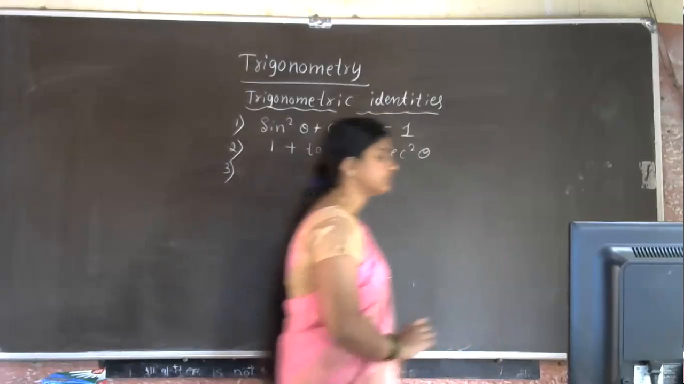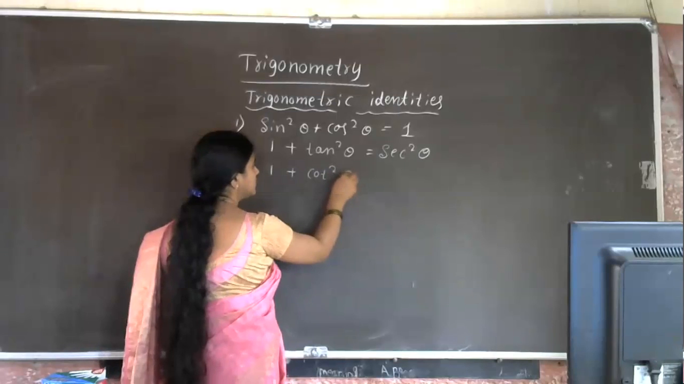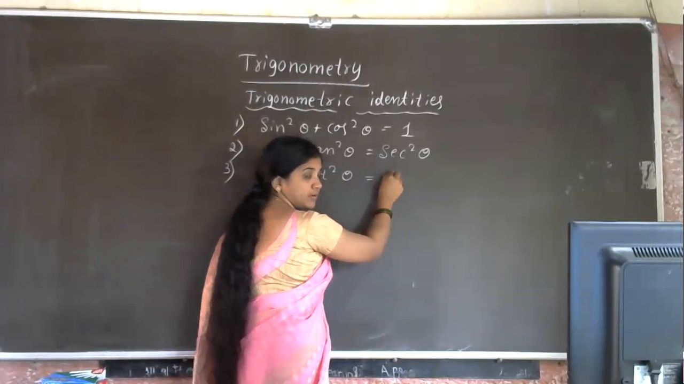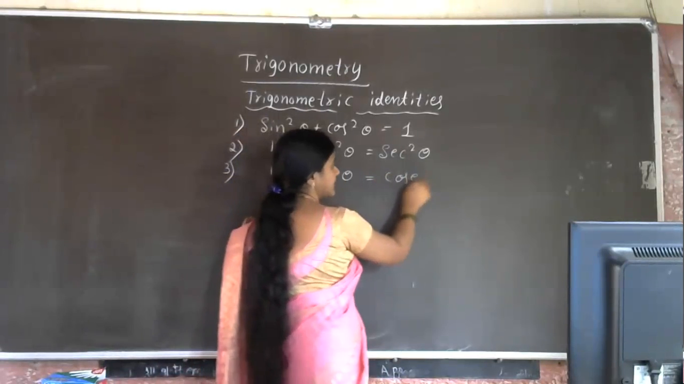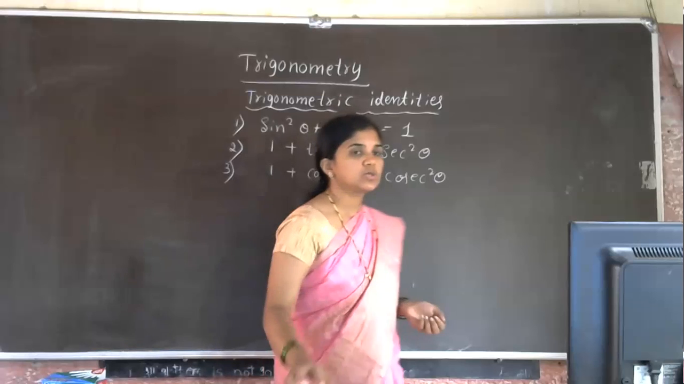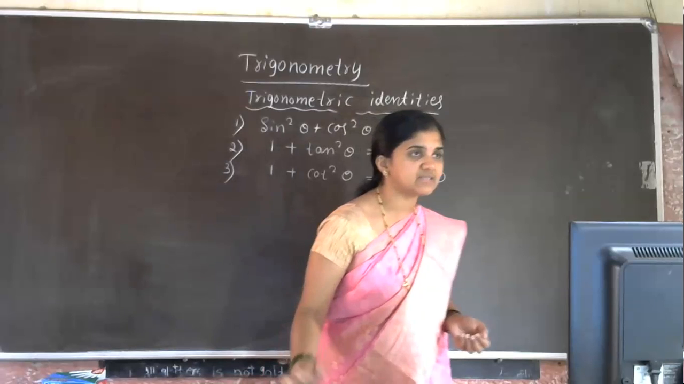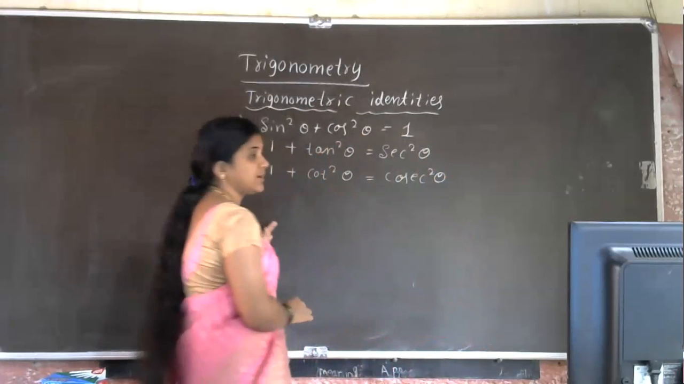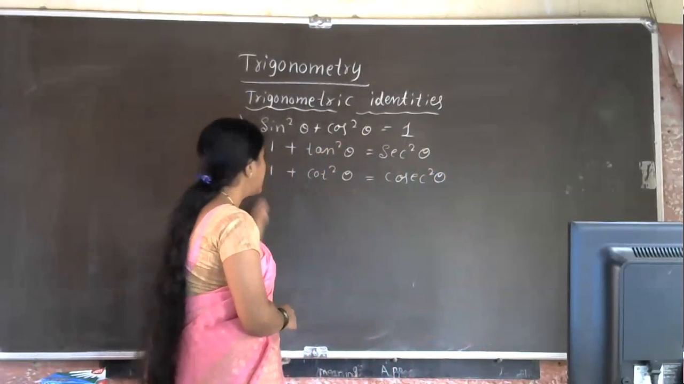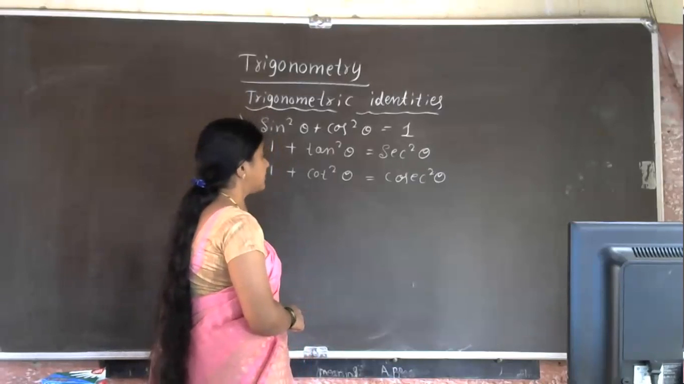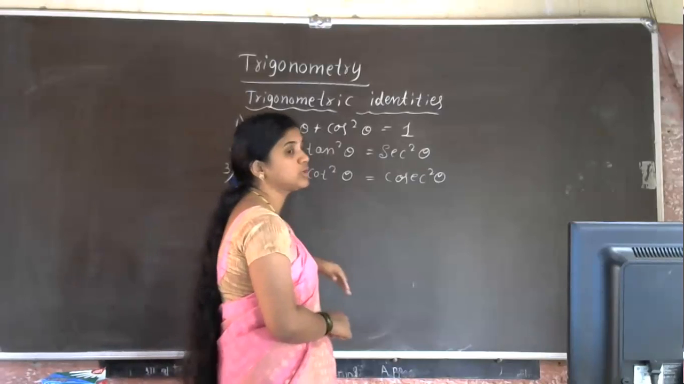1 plus cot square theta is equal to cosec square theta. So these are the three identities which we derived in the last class, right? First identity is sin square theta plus cos square theta is equal to 1. Second is 1 plus tan square theta is equal to secant square theta. Third one, 1 plus cot square theta is equal to cosec square theta.